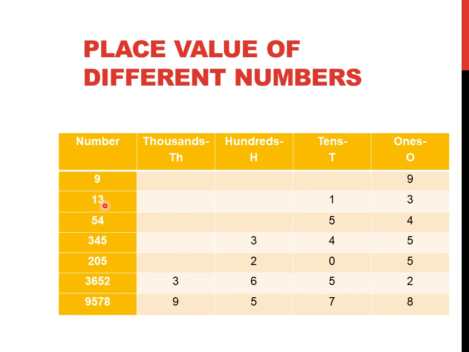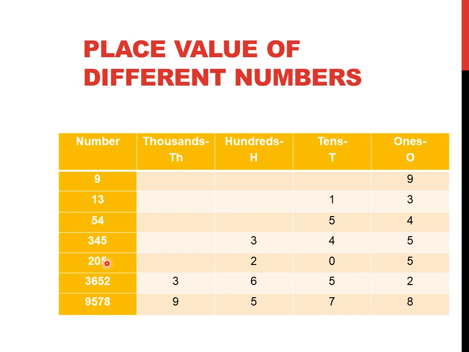The next number is 13. In this, 3 ones and 1 tens. Next number is 54. So 4 under ones place, 5 under tens place. So 4 ones, 5 tens. Next number is a 3 digit number, that is 345. Ones place, tens place and hundreds place. So 5 ones, 4 tens, 3 hundreds.